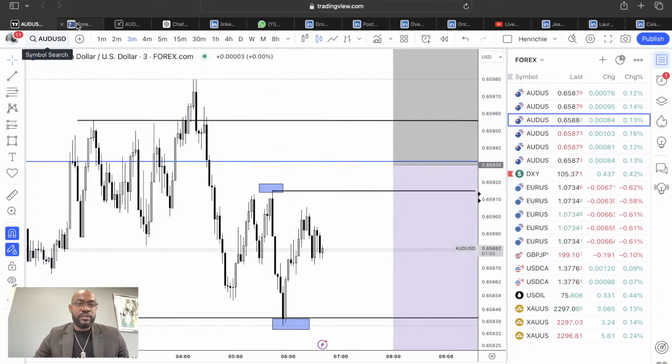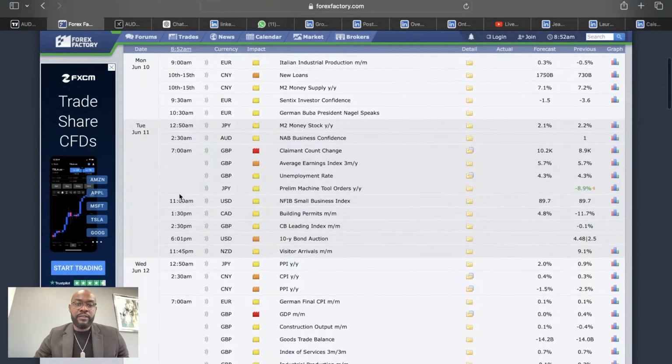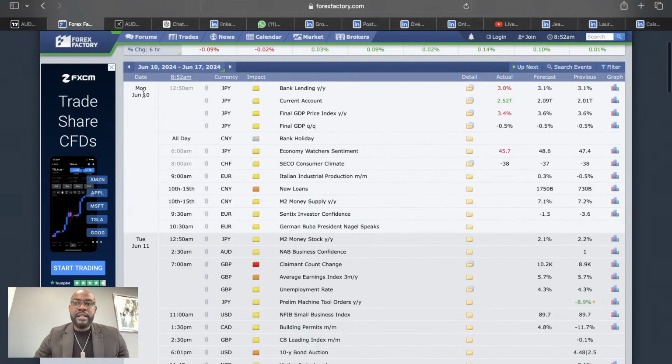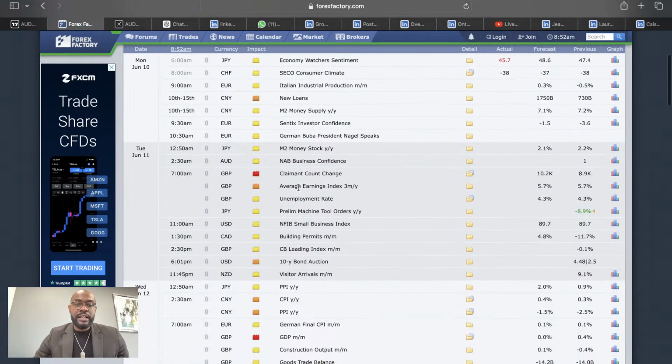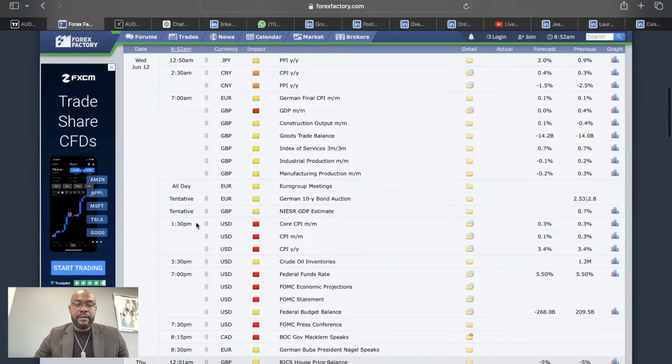Another thing I was going to bring to your notice is the fact that this week we do have a lot of high impact news. Today is Monday the 10th. There's no high impact news today. Tomorrow, Tuesday, we just have only one high impact news on the pound. Wednesday, we have one high impact news by 7 a.m. on the pound, and 3 high impact news on the dollar by 1:30. These are really significant high impact news on the dollar. CPI news usually brings a lot of volatility into the marketplace.